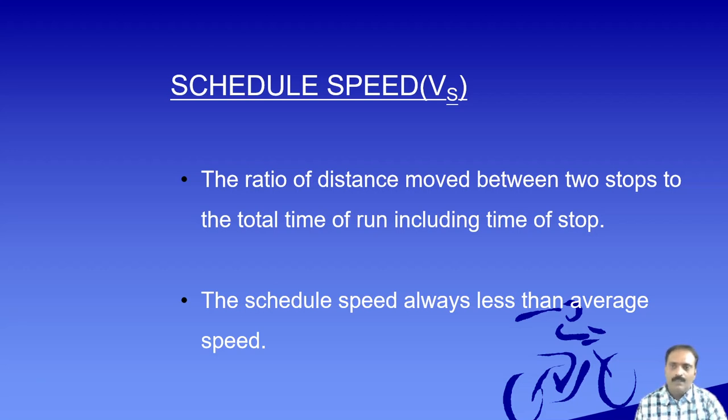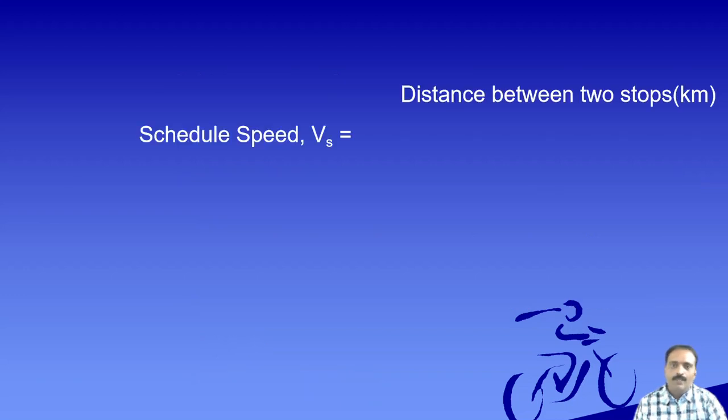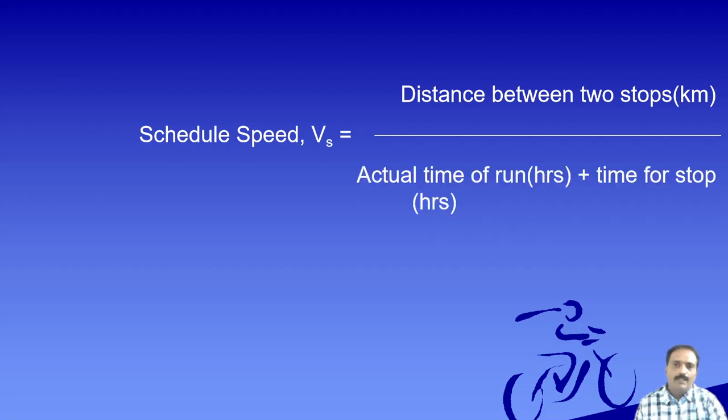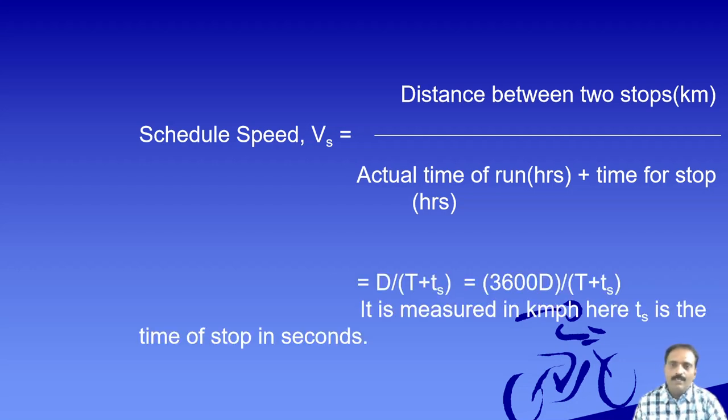So it is very clear that the scheduled speed will always be less than the average speed. It is represented by Vs and measured in kilometers per hour. Hence we can write the formula for scheduled speed as the distance between the two stops divided by the actual time of run plus the time for stop. It is the duration for which the train will be in stop position or rest position during that journey. Hence d by T plus Ts.